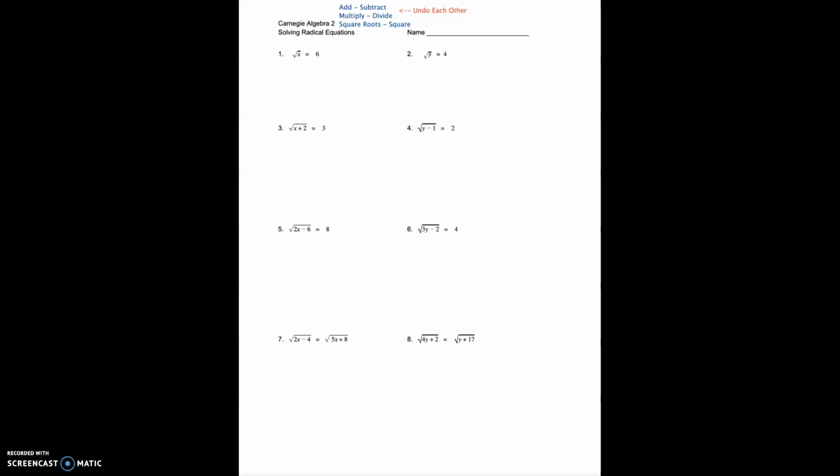Hey everyone, today we're going to start learning how to solve radical equations. First thing I want to just go over though is how to undo different operations. So to undo addition, we subtract. To undo multiplication, we divide. To undo square roots, we're going to square things. So that's what we're going to be working on today, how to undo square roots.